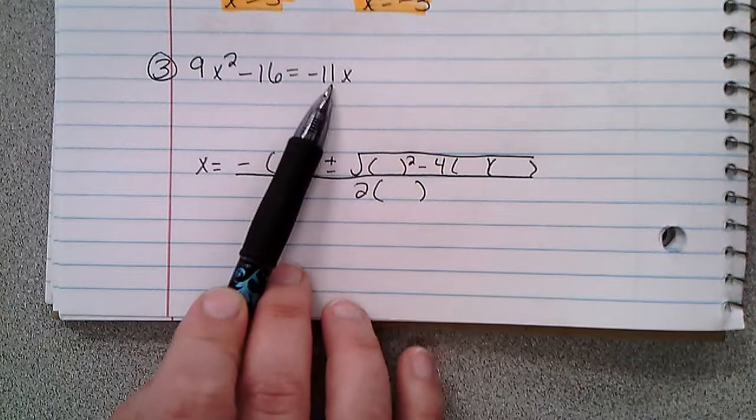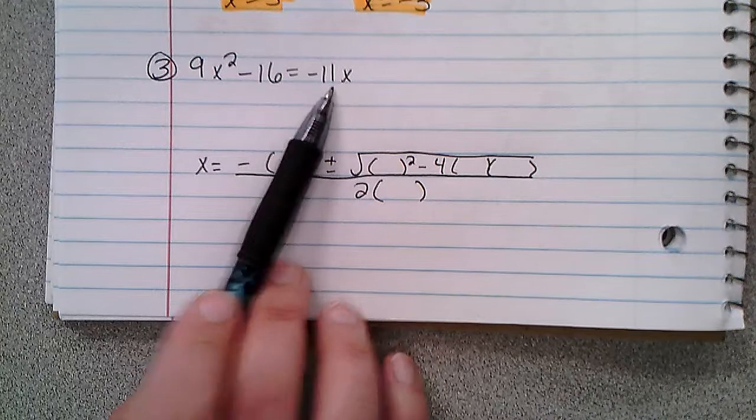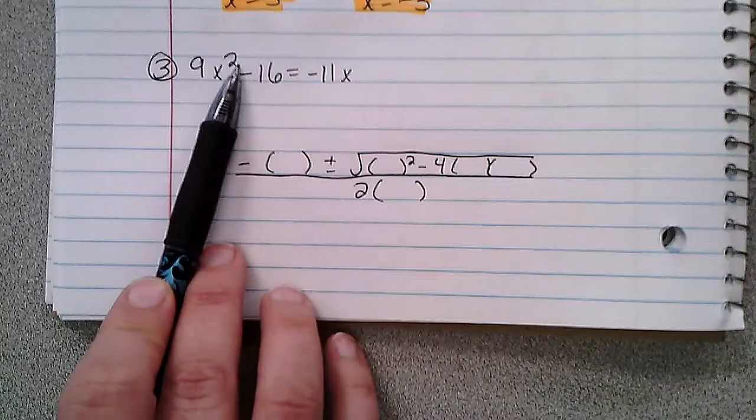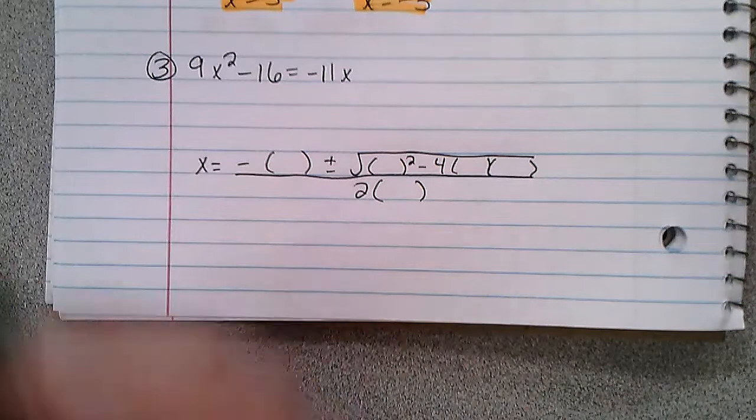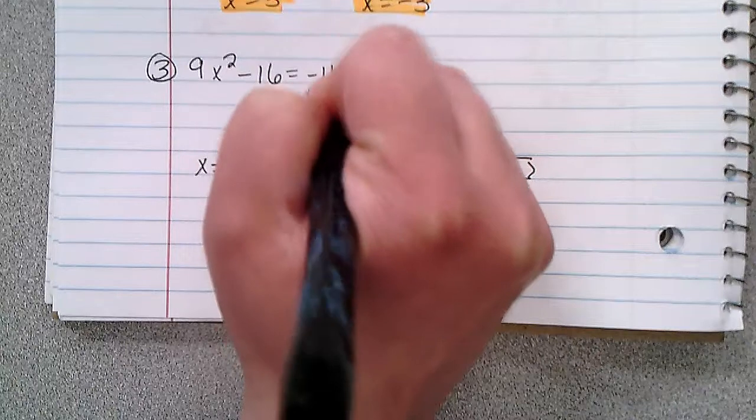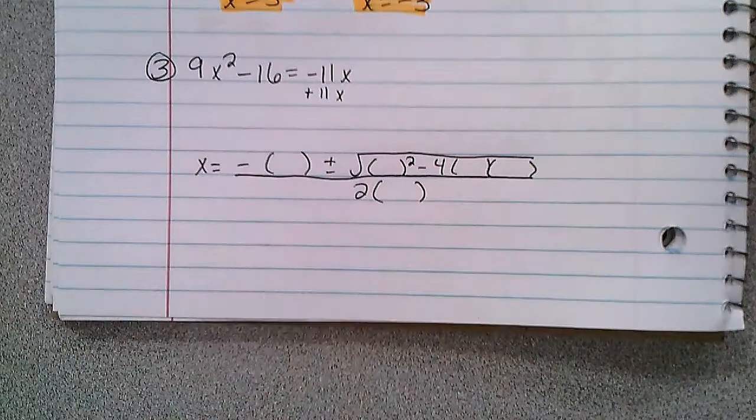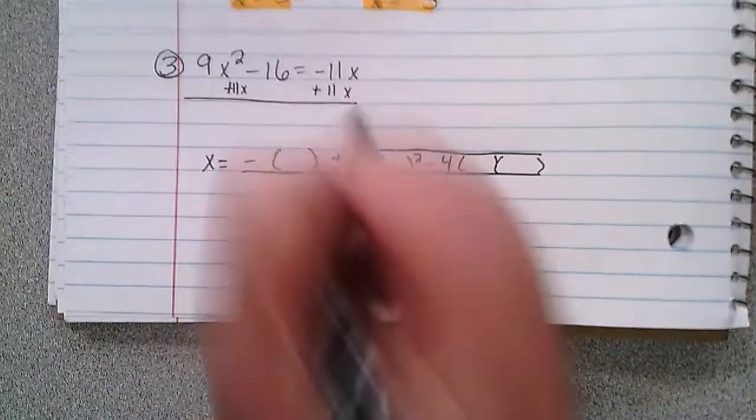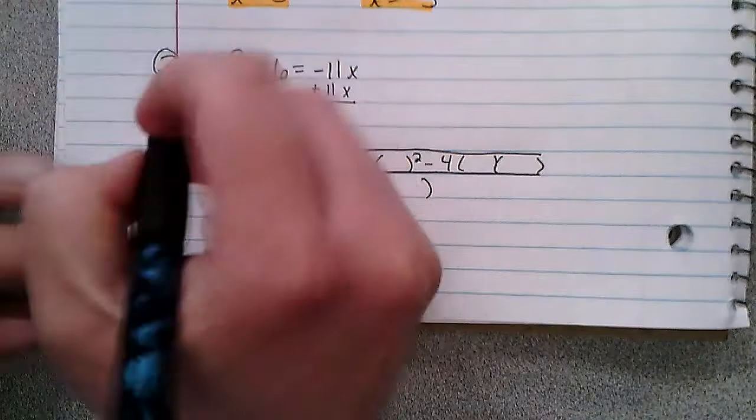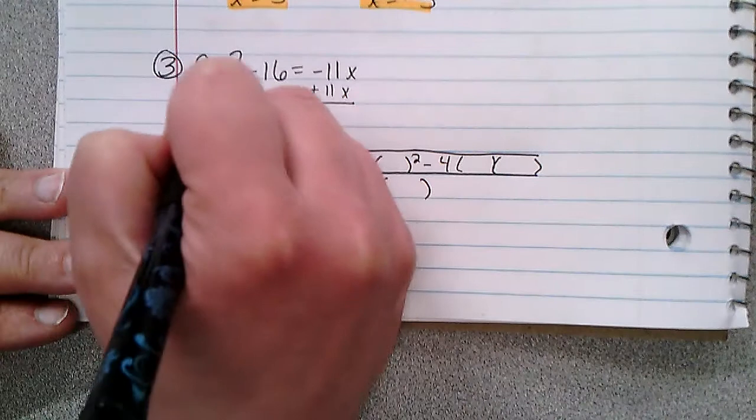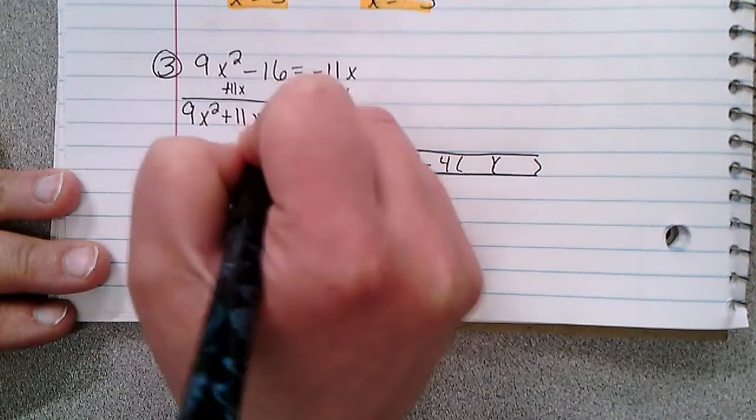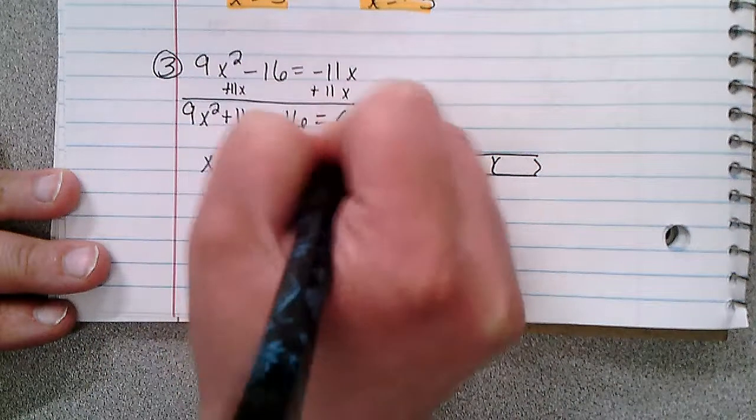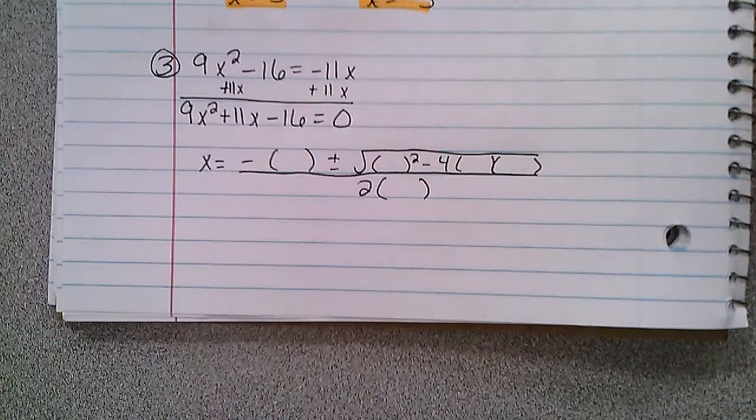Plus, here's my x term, so I have a b value. It just needs to be on the same side as the a and the c. So I've got to do some rearranging. I've got to add 11x, and since it is my b term, I'm going to put it where the b term should go, in between those. So this is actually 9x squared plus 11x minus 16 equals 0.